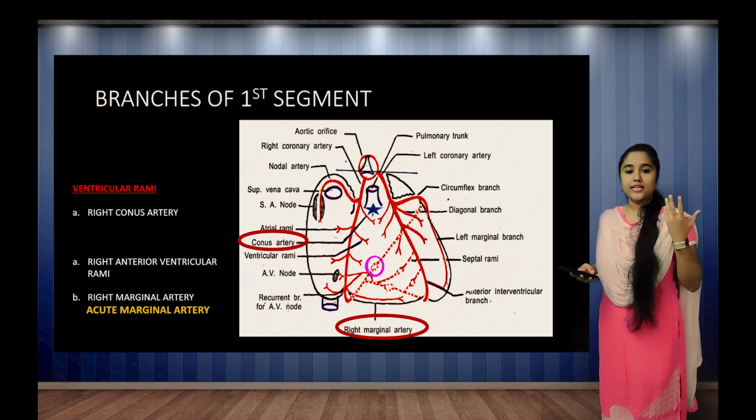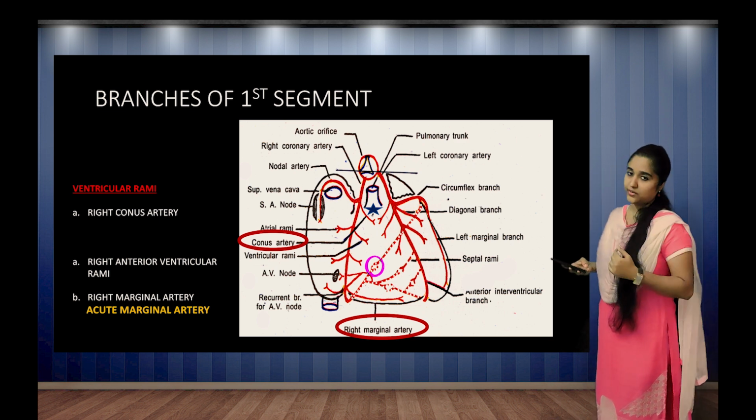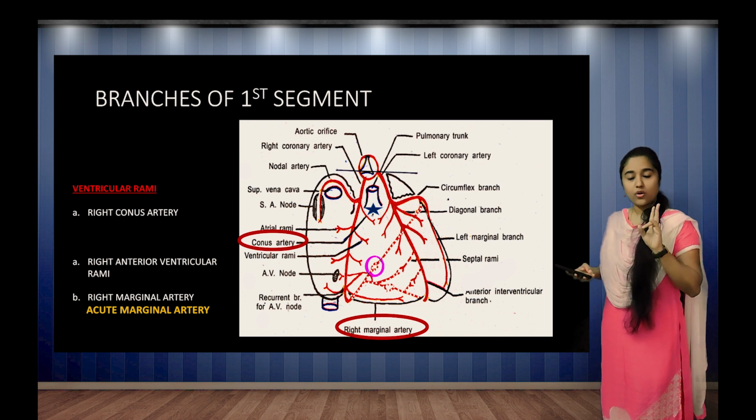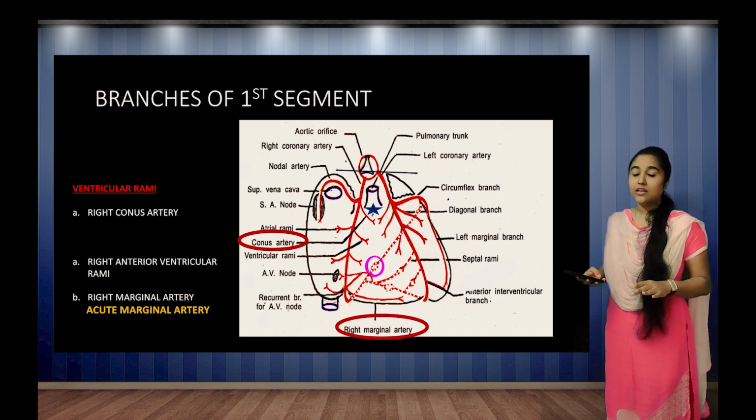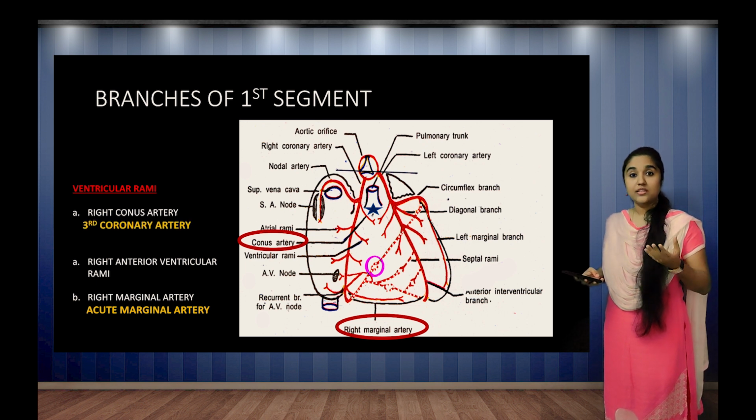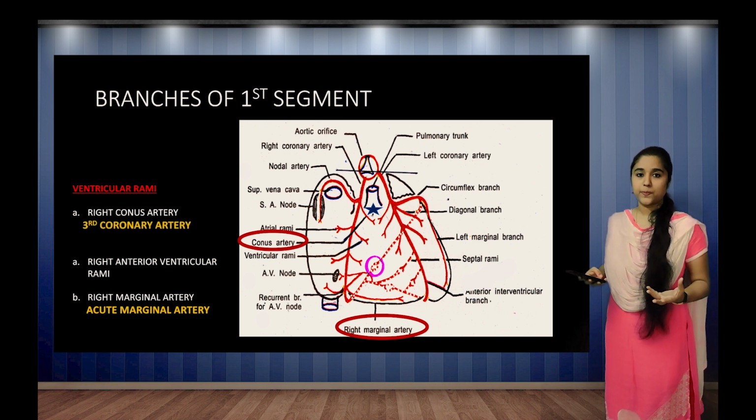Now, in some cases, you can see the right conus artery arises directly from the anterior aortic sinus. You know that there are only two coronary arteries. But in some cases, if the right conus artery arises from the anterior aortic sinus, then this right conus artery will be known as the third coronary artery.